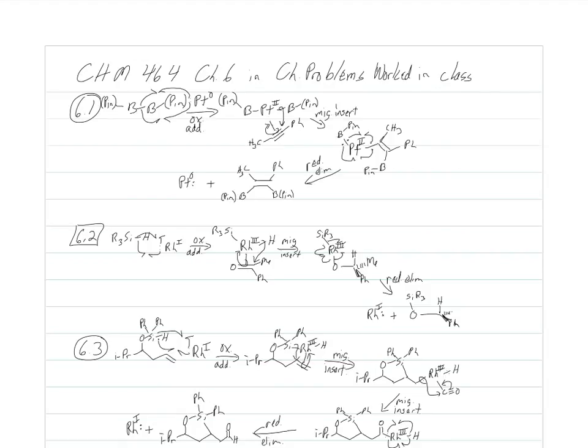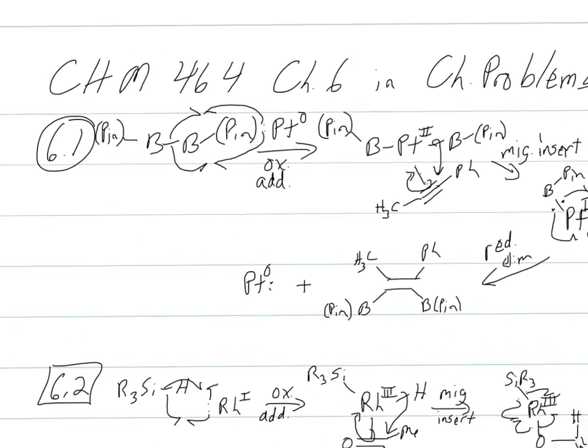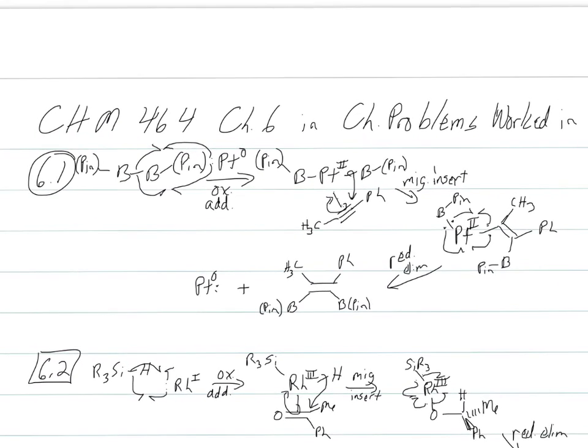So let's go over Chapter 6 in the Grossman, The Art of Writing Reasonable Organic Mechanisms, the problems we actually worked on in class. So 16 total of these. The first one is 6.1. So this involves platinum 0 here.